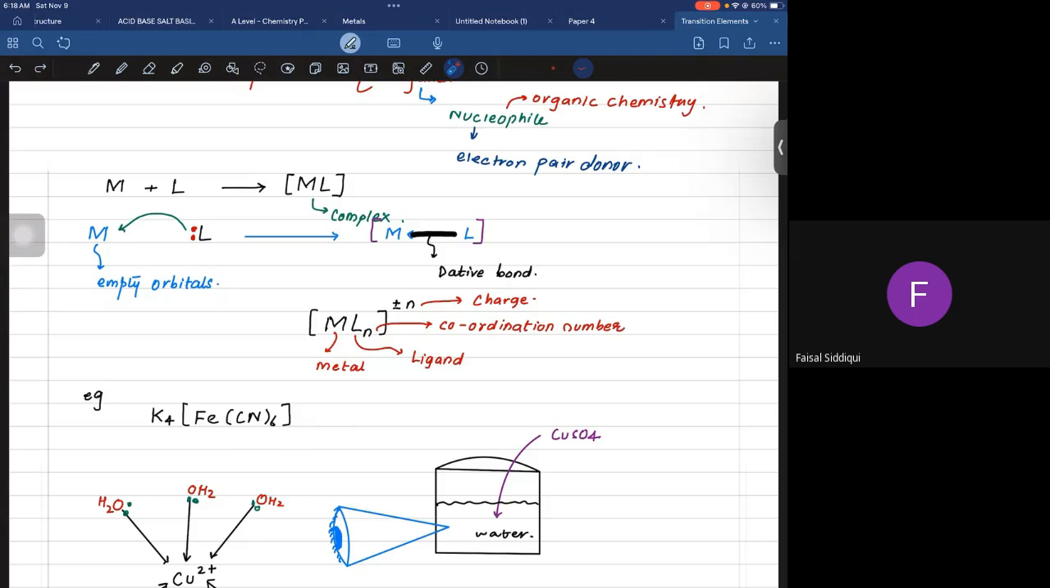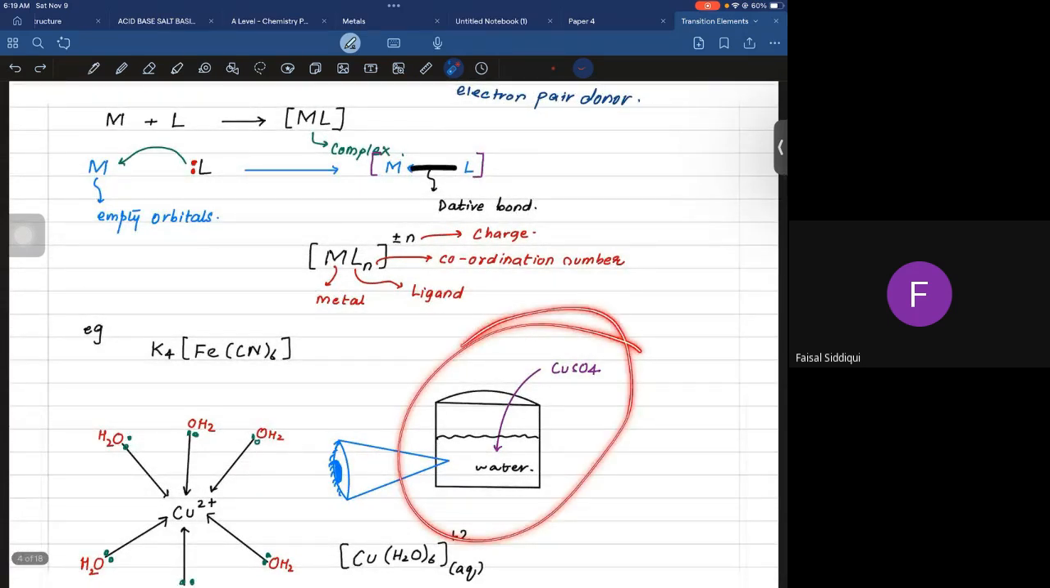Now, a practical example of where this complex is. I would say that if you have copper sulfate, if you remember in AS or in IGCSE, we used to tell you that copper sulfate is of blue color. There are two types of copper sulfate. Number one, hydrated copper sulfate. Number two, anhydrous copper sulfate. Remember, anhydrous copper sulfate is white, but hydrated copper sulfate is blue.